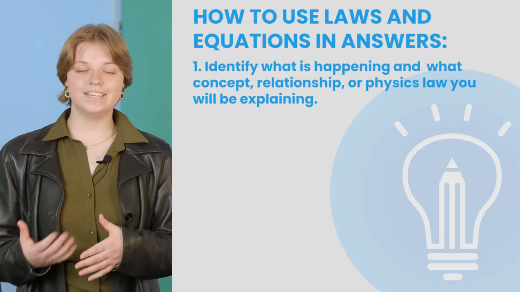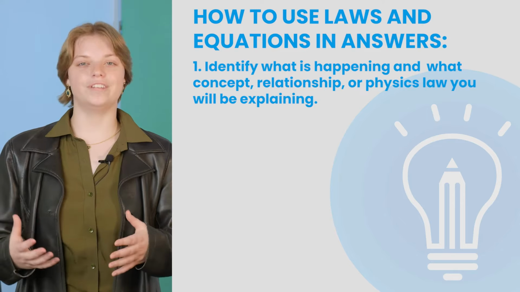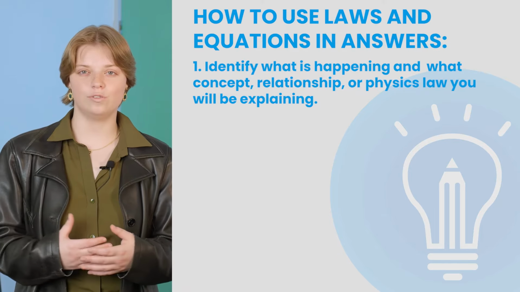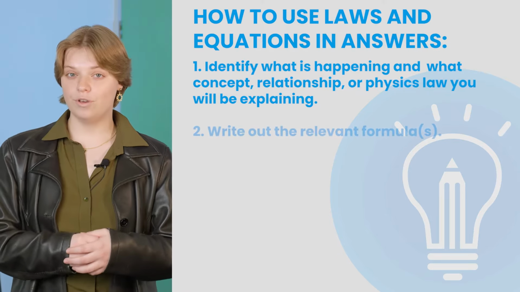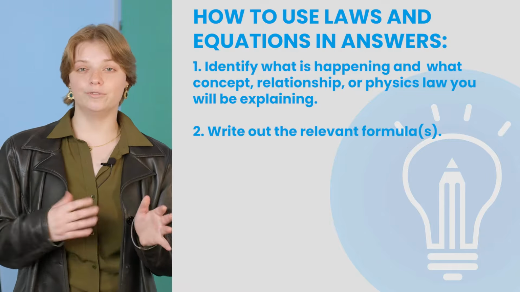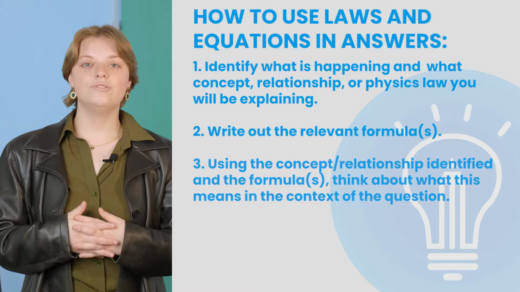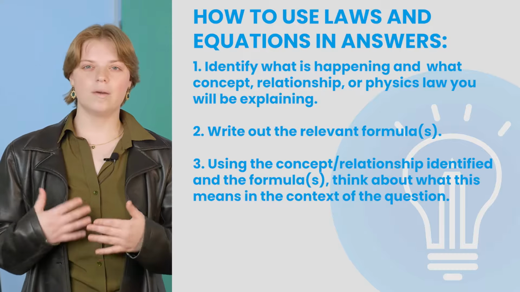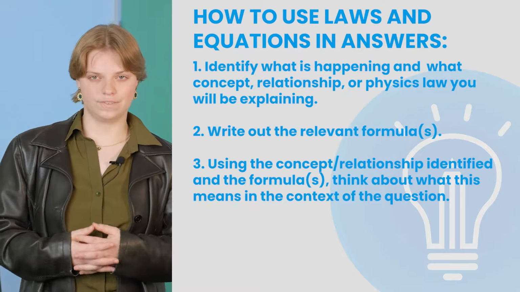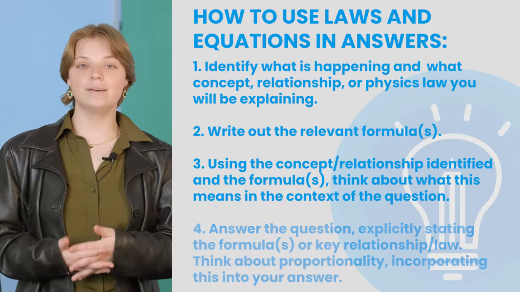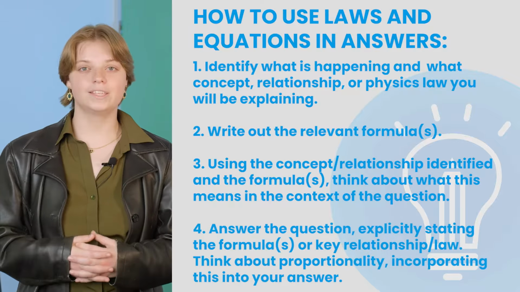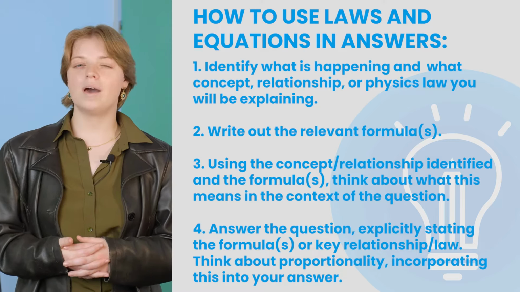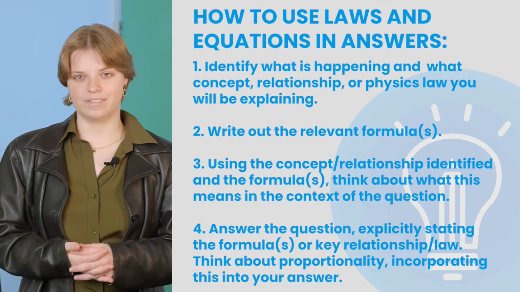Number 1, identifying what is happening, the context of the situation, and therefore what concept, relationship, or physics law you will be explaining. Number 2, write out the relevant formula or formulas. Number 3, using the concept/relationship identified and the formulas, think about what this means in the context of the question. And finally, number 4, answer the question, explicitly stating the formulas or key relationships or laws. Think about proportionality, incorporating this into your answer.